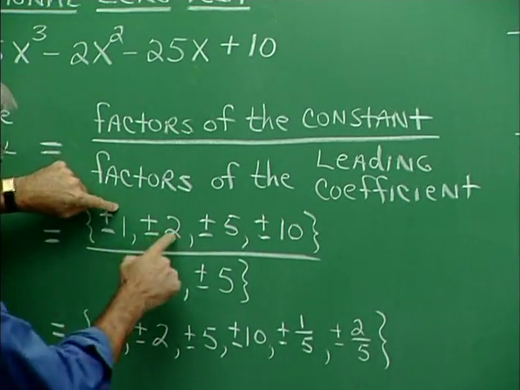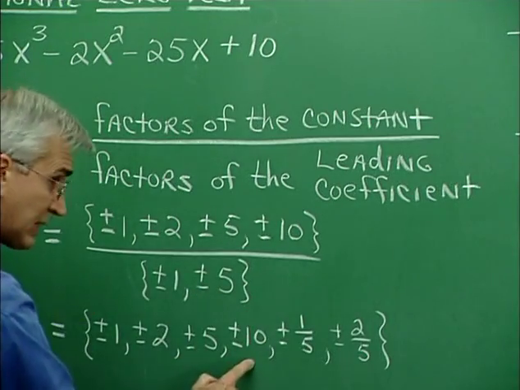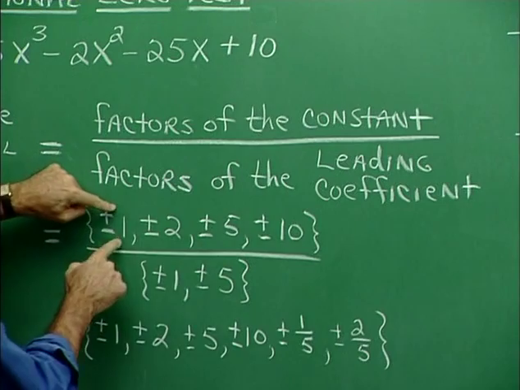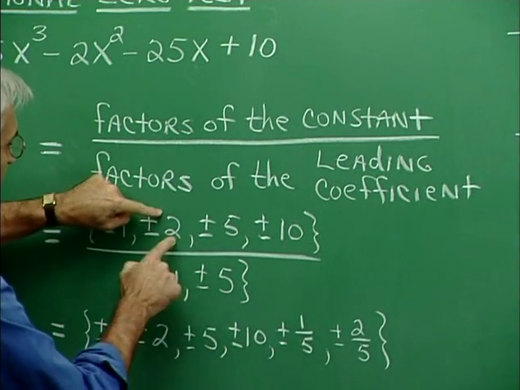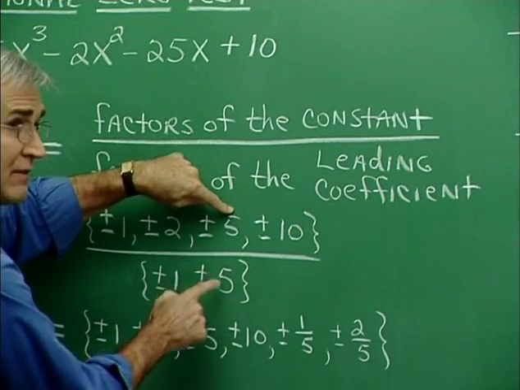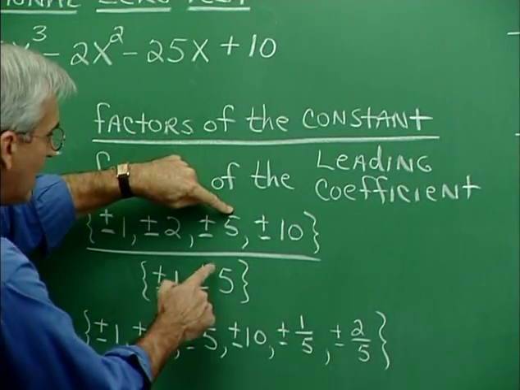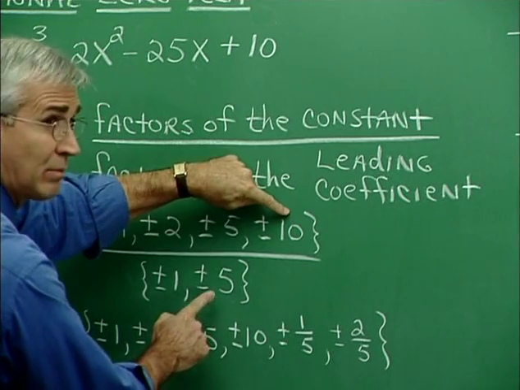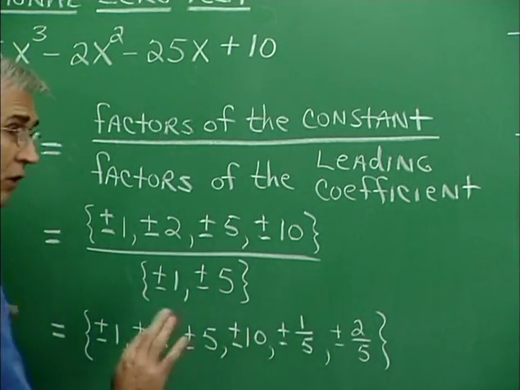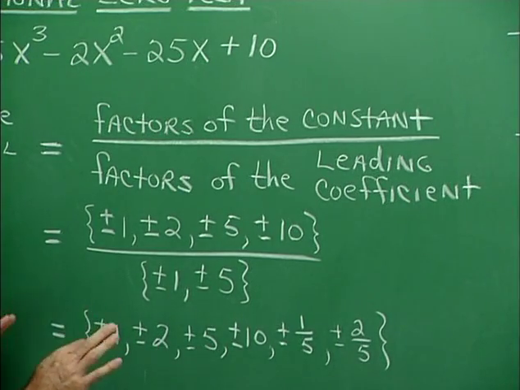Well, we put all of these over 1, and we just have all of these items. So we have plus or minus 1, plus or minus 2, plus or minus 5, plus or minus 10. Then we go through all of these over 5. Plus or minus 1 over 5, plus or minus 2 over 5, and then plus or minus 5 over 5 is just 1. We already have it in there. Plus or minus 10 over 5 is plus or minus 2, and we already have it in there. Now we have this list of all of the possible rational zeros.